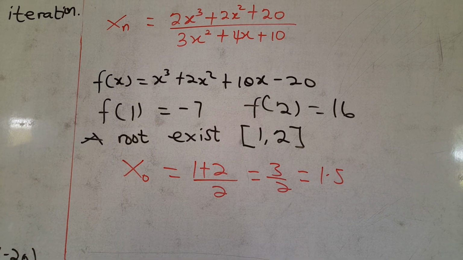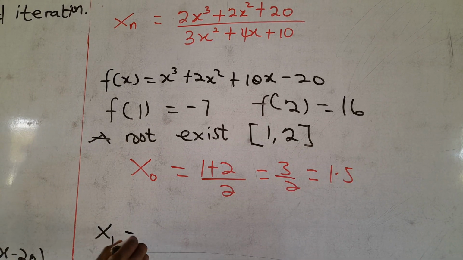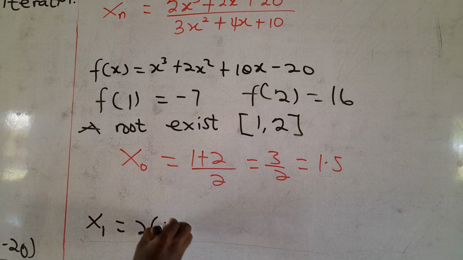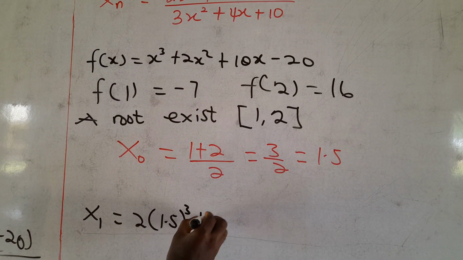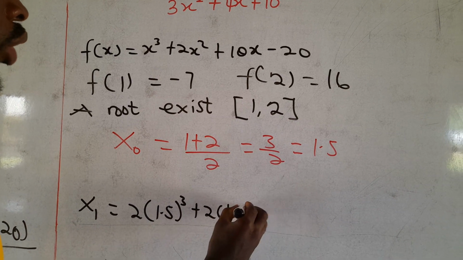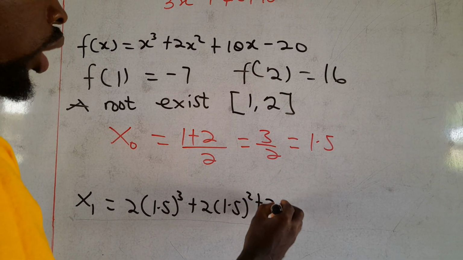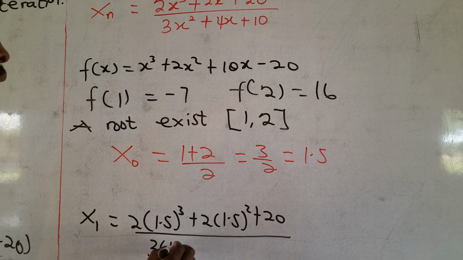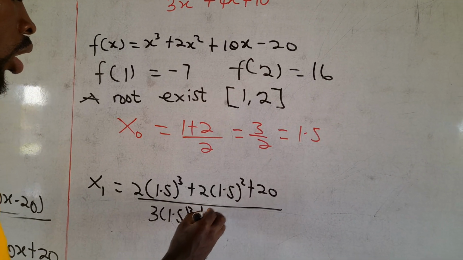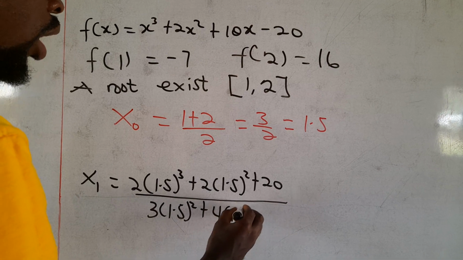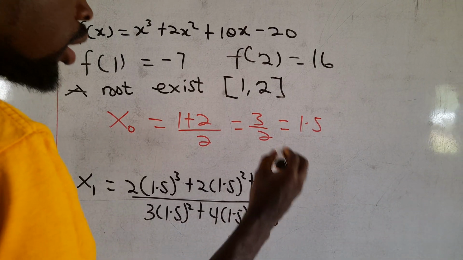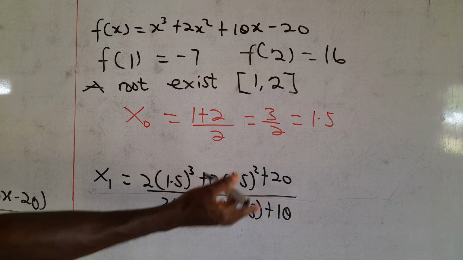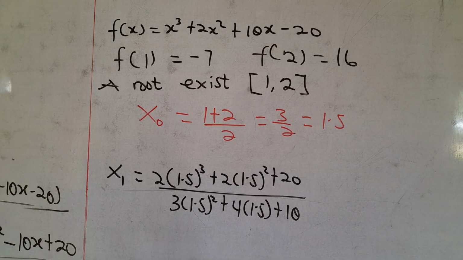So we can say our x1 is equal to 2 brackets 1.5 cubed plus 2 times 1.5 squared plus 20, all over 3 times 1.5 squared plus 4 times 1.5, then plus 10. I hope you get that. Now we just simplify this, then we continue from there.